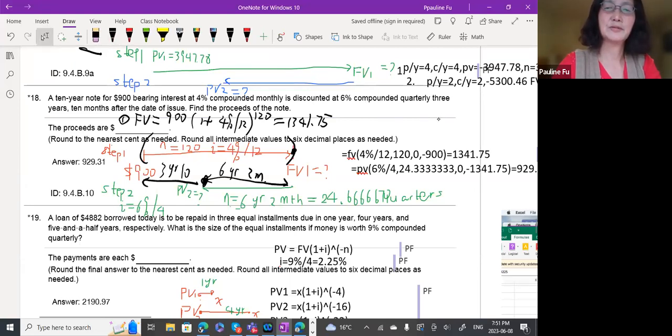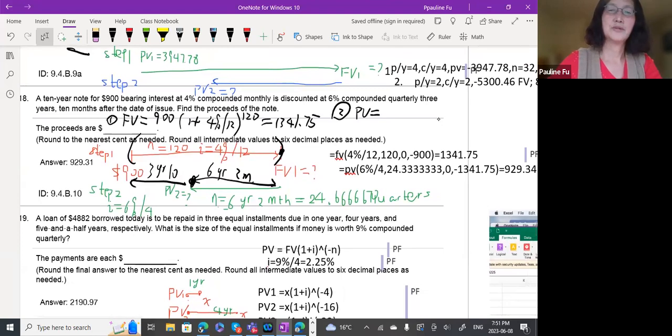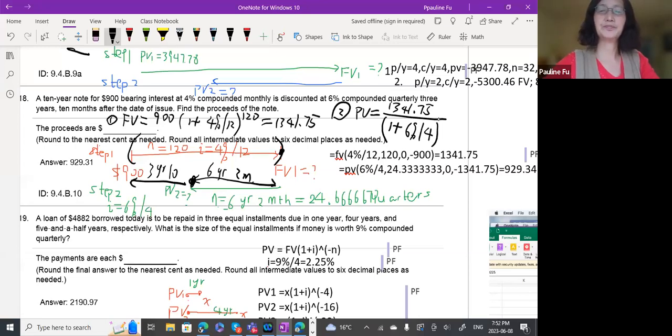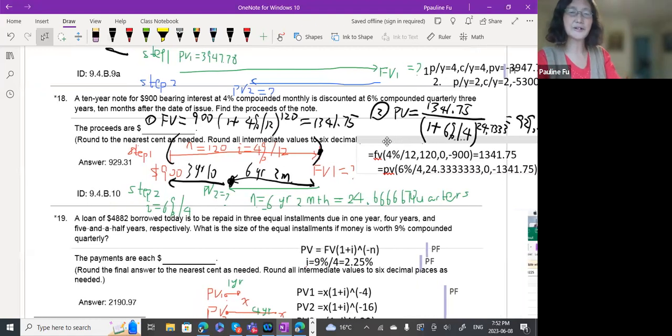So this is step 1. Step 2, calculate the present value. So present value equal to future value. We just did future value here. This is future value over 1 plus I. I is 6%, compounded quarterly, and then raised to power 24.3333 repeating. And then you'll get $929.31. So question 17, 18, the same question, different number.